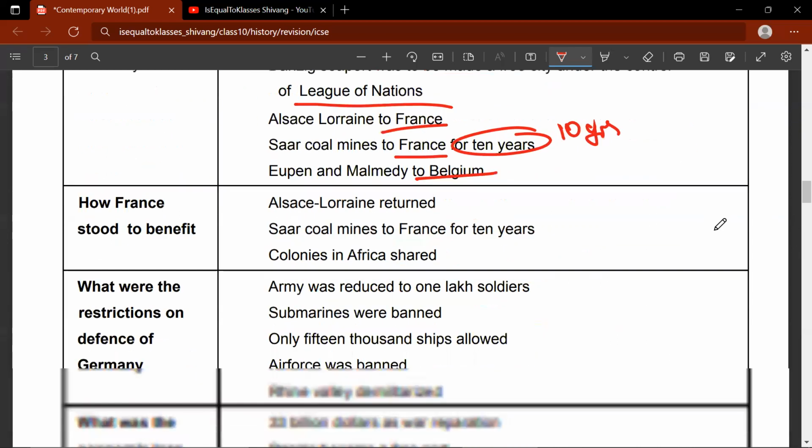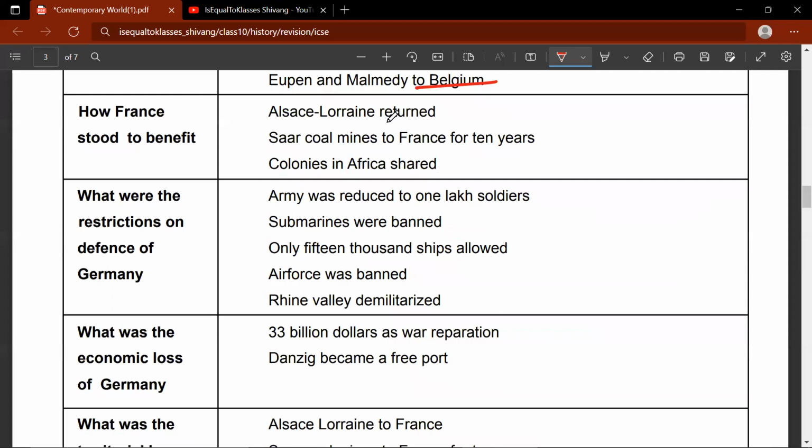Okay, so let's move on. How France stood to benefit. Alsace-Lorraine was returned to France, which Germany had won in a war many years back. Saar coal mines went to France for 10 years. Colonies in Africa were shared.